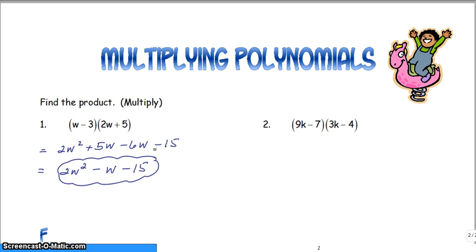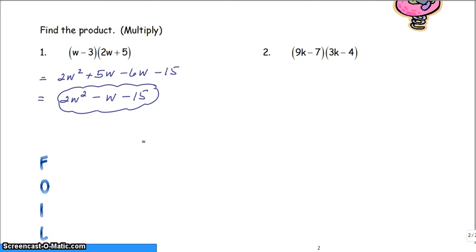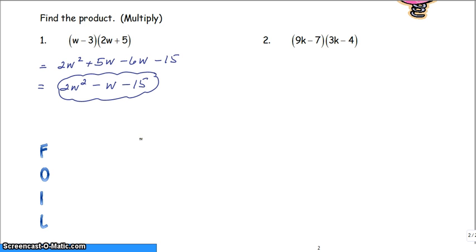Now we have something to help us remember how to do that. Oftentimes we will call these kinds of problems FOIL problems, where we have two numbers in one parenthesis multiplied by two numbers in the second parenthesis. So remember, we distributed that w, and that's the first number in the first parenthesis, and we wanted to multiply that by the 2w, which is the first number in the second parenthesis. So the F in FOIL stands for first.